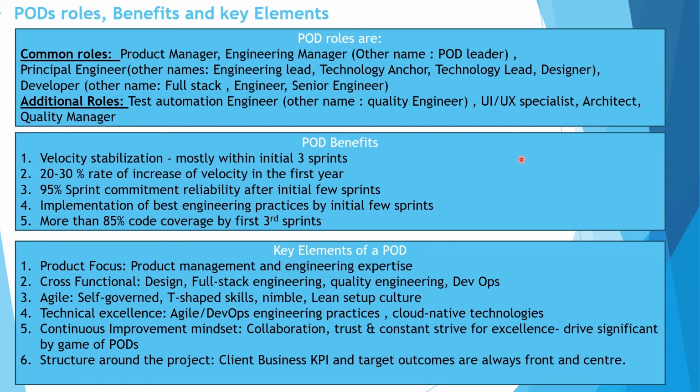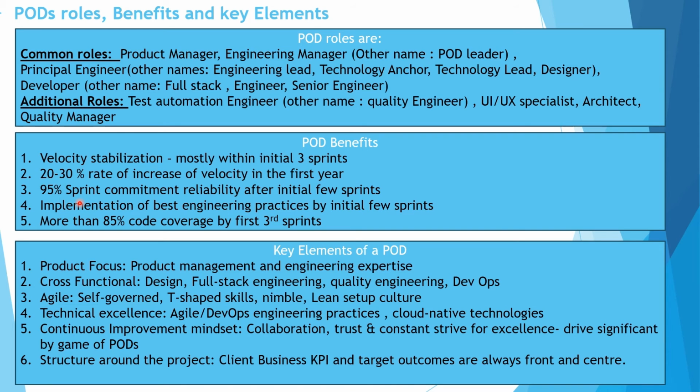Now let us see some of the key benefits of a pod. I think we have already touched upon some of them. Velocity stabilization: mostly within the third sprint itself, the velocity gets stabilized for a pod and starts increasing, and a 20 to 30% increase in velocity is expected by the first year. Then you will have an expectation of 95% sprint commitment.